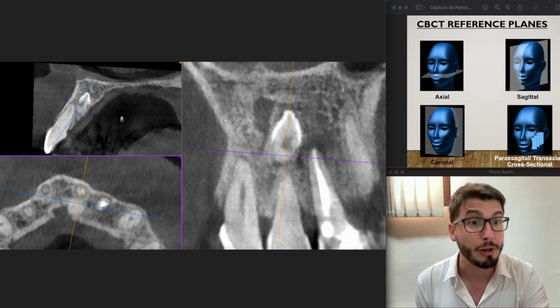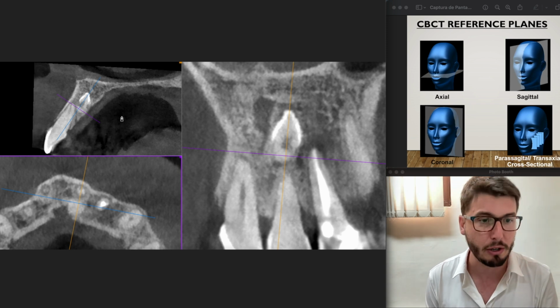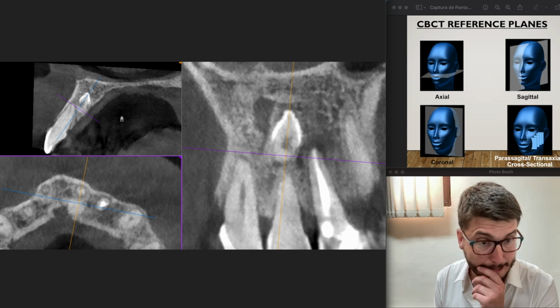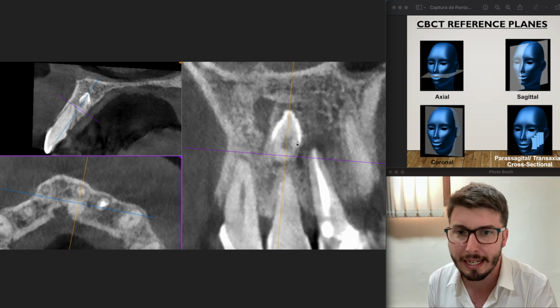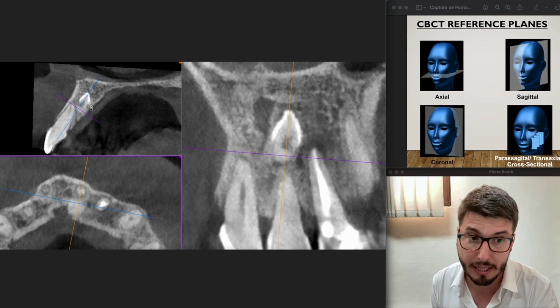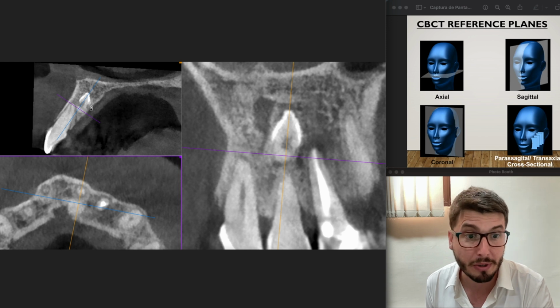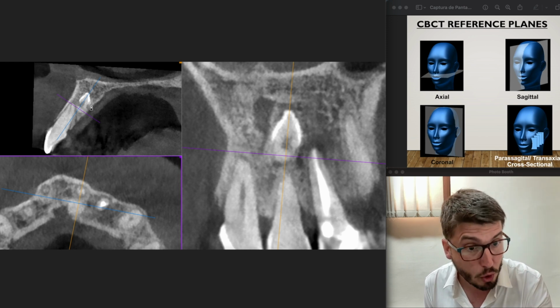But there are other alterations for this case, so feel free to pause the video and try by yourself to diagnose the other alterations of this case. And of course, I hope you guys realize the crown of this impacted tooth, and we are going to find out that this is actually a supernumerary tooth, and we are going to understand how to know and why, okay?